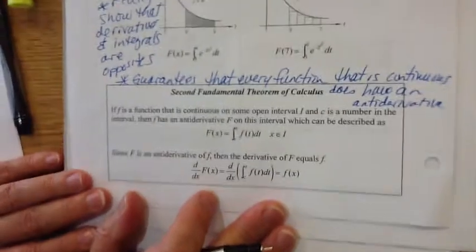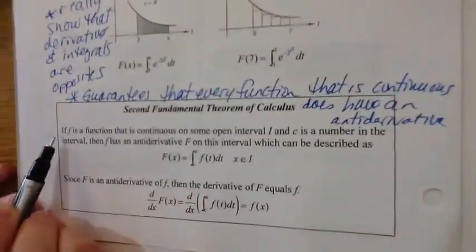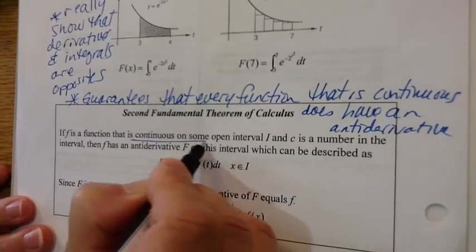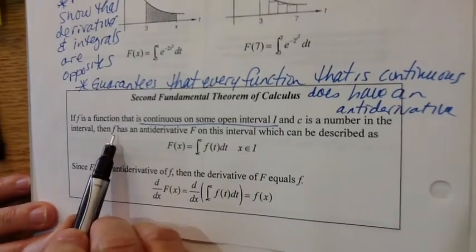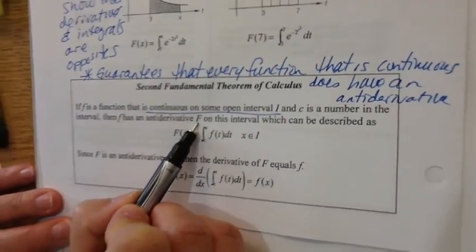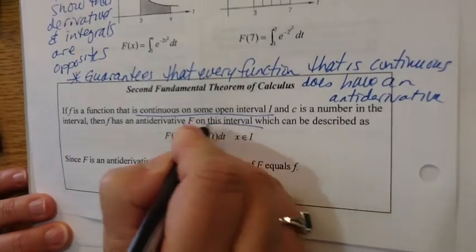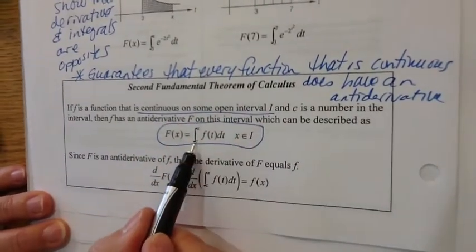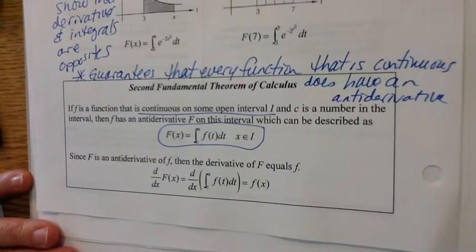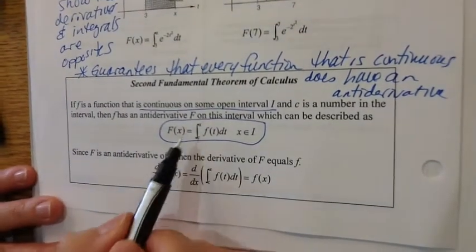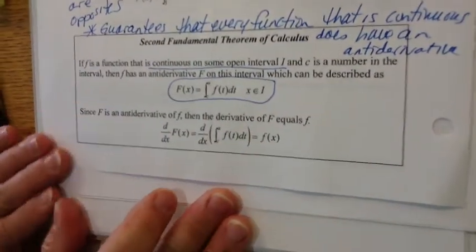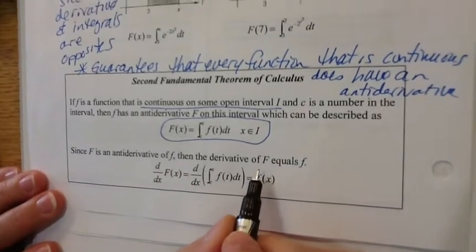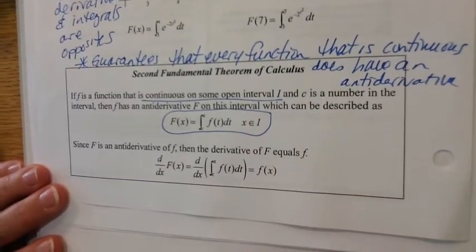So here's the second fundamental theorem of calculus. If f is a function and it is continuous on some open interval, and c is a number in that interval, then f has an antiderivative big F on this interval, which can be described like this. Notice it's a constant to the x. Most of the time you've had a to b, now it's to any x. Since F is an antiderivative of little f, then the derivative of big F has to equal little f.